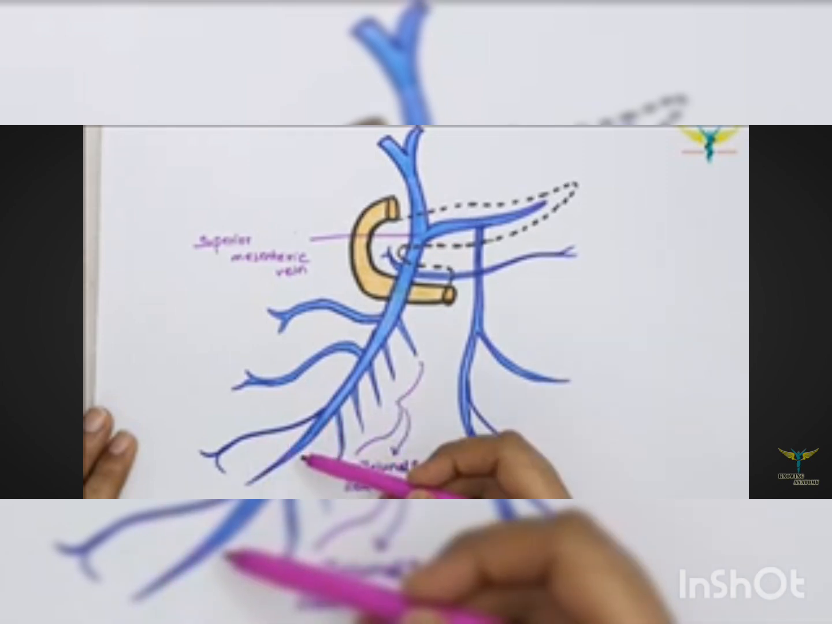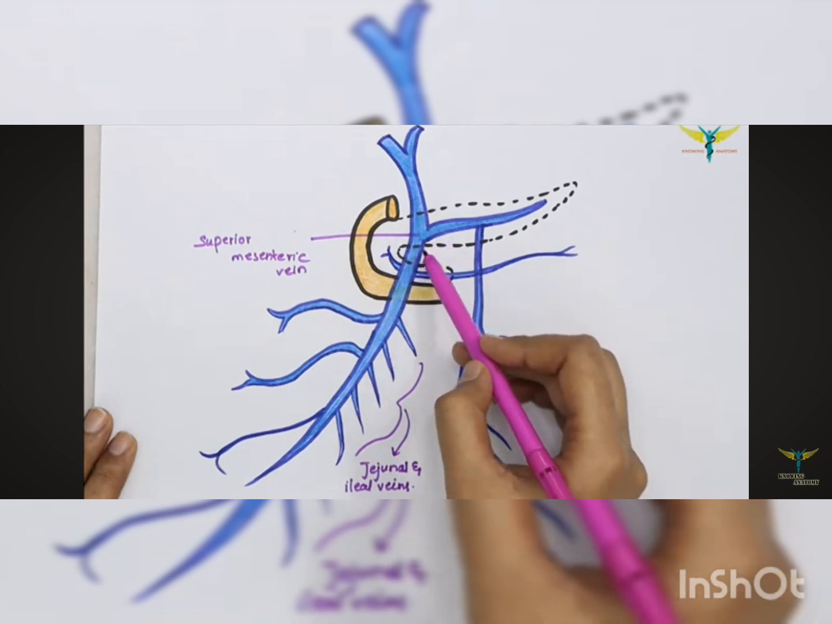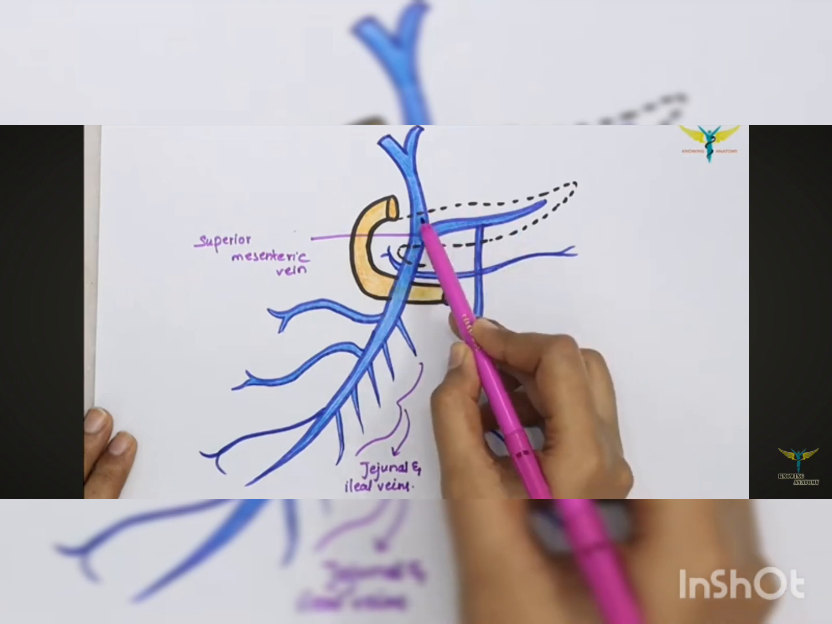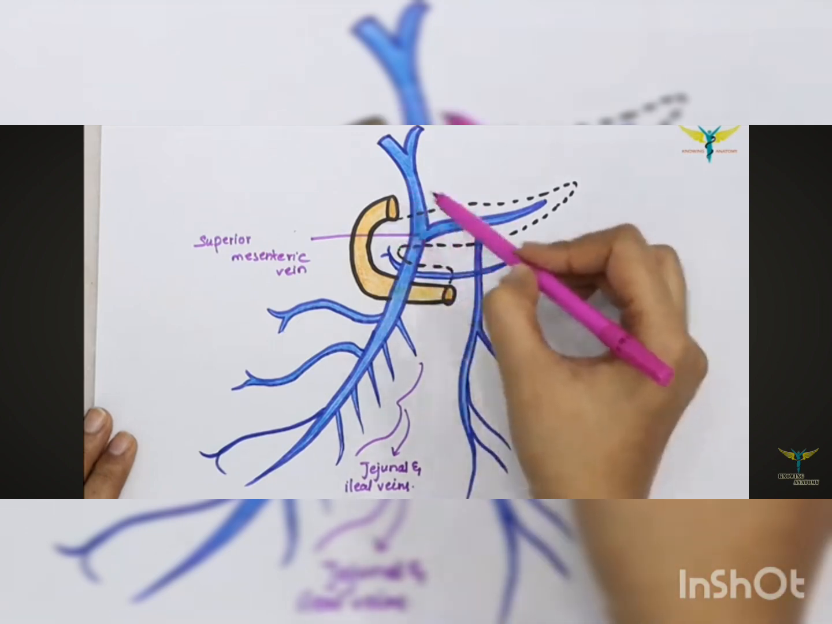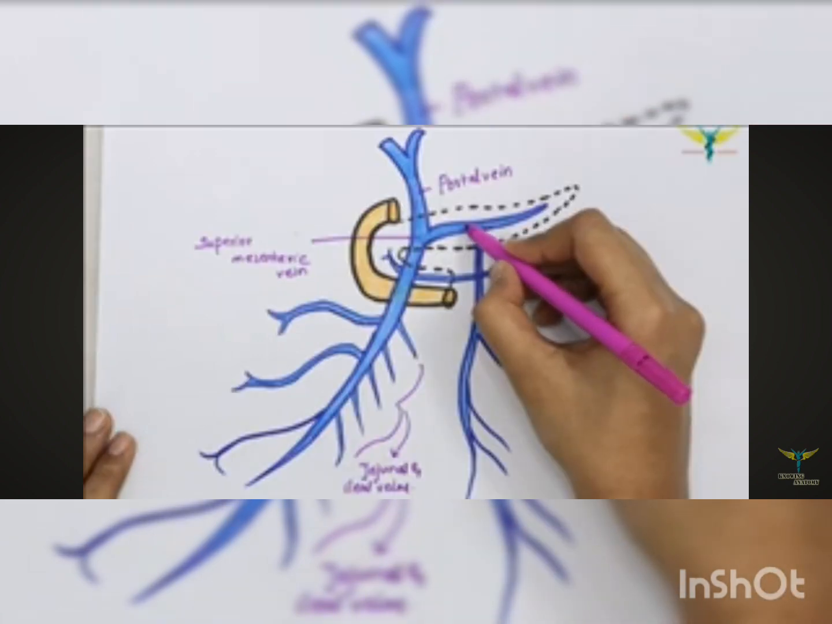This superior mesenteric vein terminates behind the neck of the pancreas by joining into the splenic vein to form the portal vein. This is the portal vein, and this is the splenic vein.